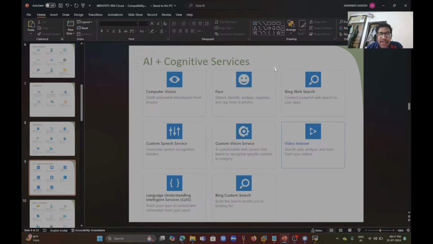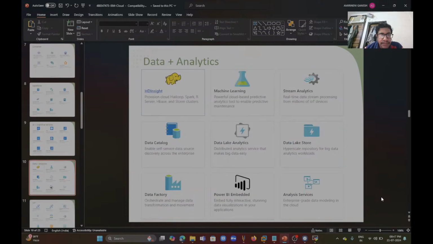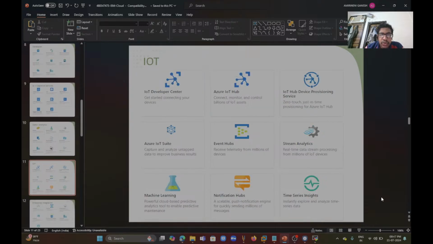artificial intelligence plus cognitive services. This is video and custom speech language, and like this available. Data plus analytics: machine learning, Power BI and analytic services. Data Factory is there. I am just showing how services are there. We can go through and have awareness of them by using this. If you want, I will share the PPT.